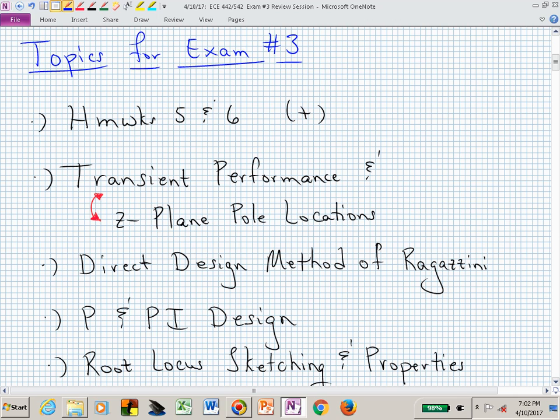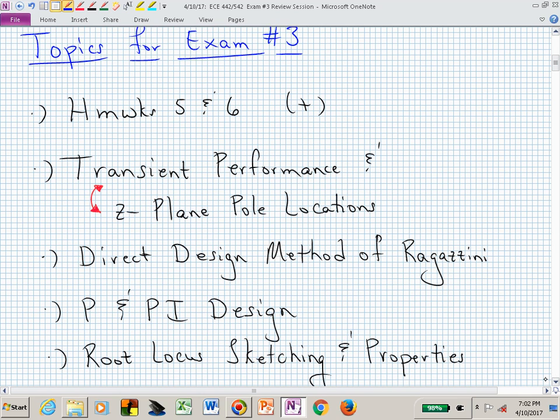You also need to be comfortable doing the direct design method of Ragazzini, and based on previous lecture material, we should be comfortable designing P and PI controllers. The PI controller is really putting down a 0 and adjusting the gain K to sketch your root locus. So sketching root loci with rules 1, 2, and 3 are what you'll be responsible for on exam number 3, and knowing those properties.